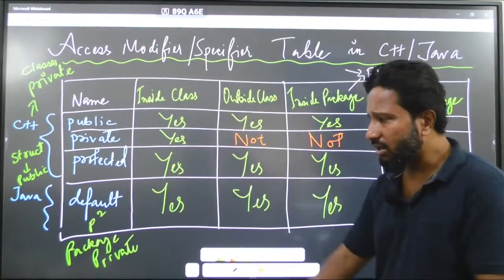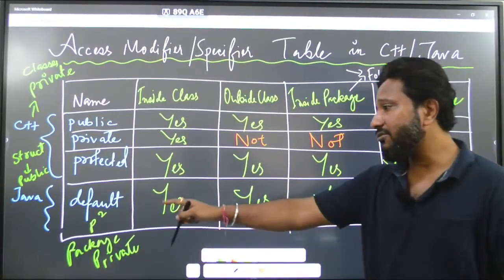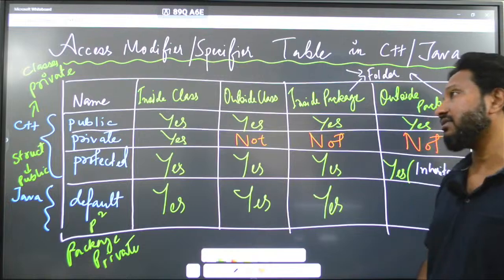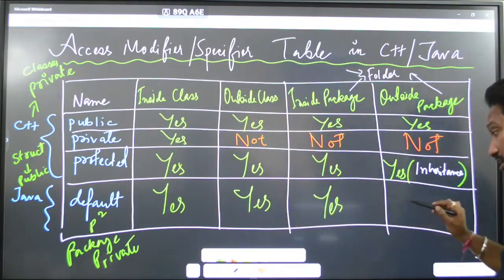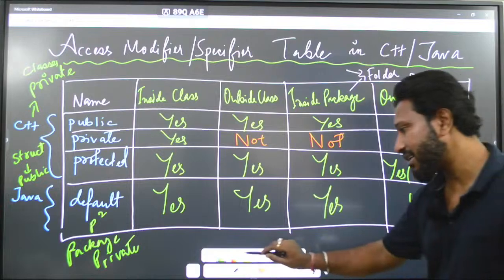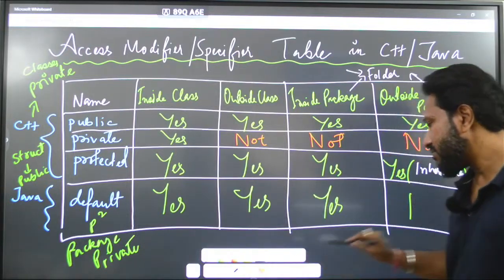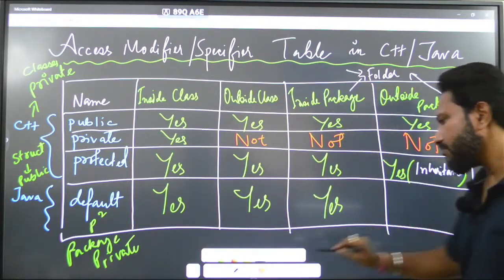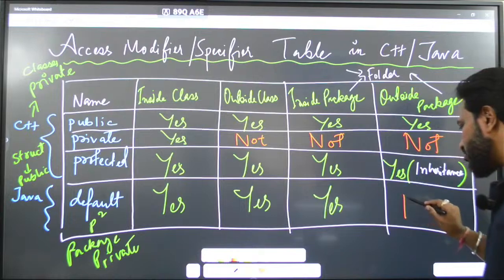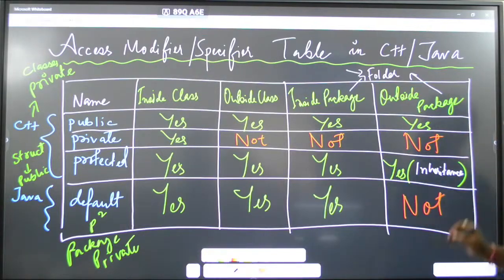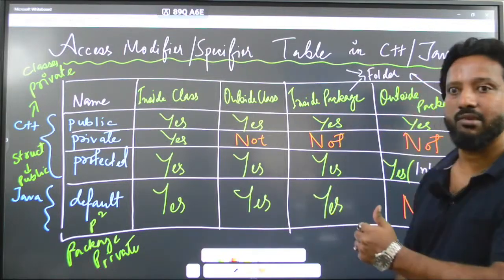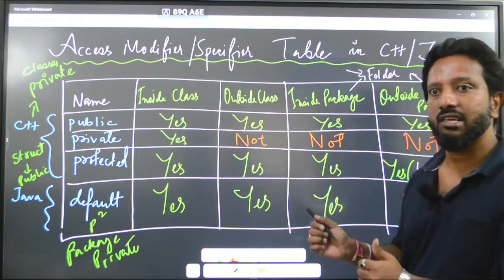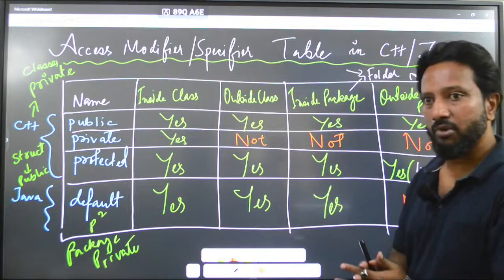Okay, so obviously you can understand that the default is accessible, yes, inside the class, yes, outside the class, yes, inside the package, but not outside the package. So let me take a different color and first erase this and then write no here. It is not accessible. Okay, got it? So this is a brief table about the access modifiers that you have to remember.